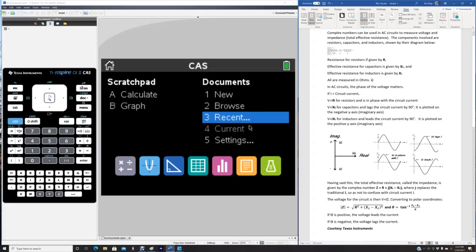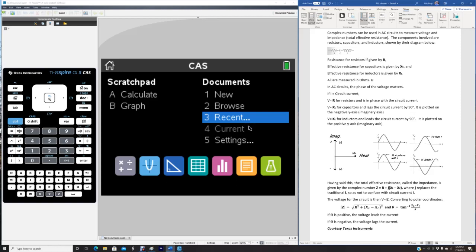Hello and welcome to Web Math Academy, where today we're going to continue our study of complex numbers as it relates to something called RLC circuits. These are AC circuits that have components in them that vary with the voltage.